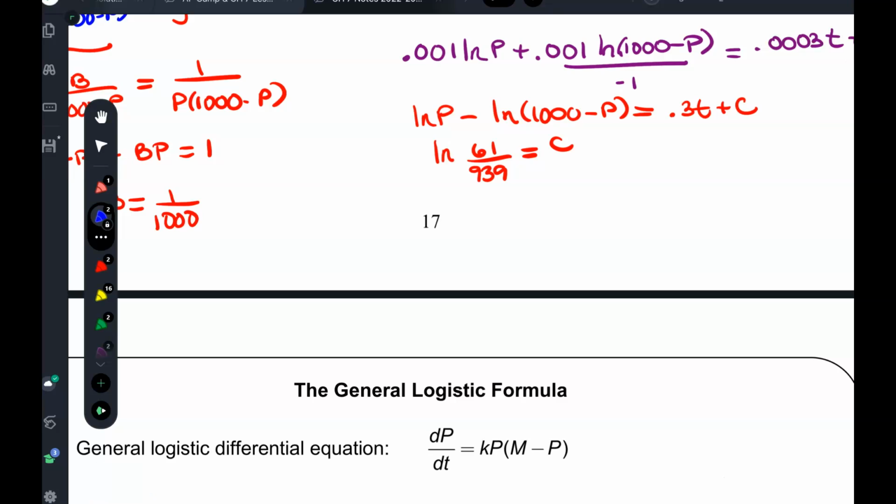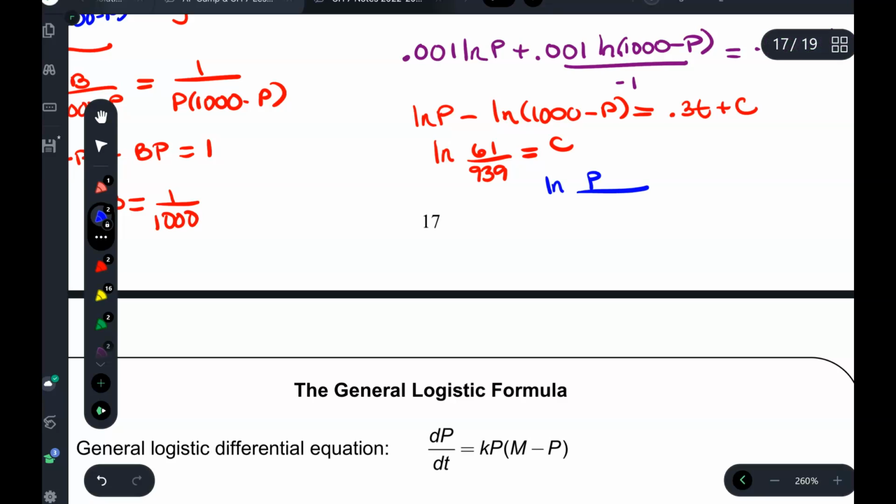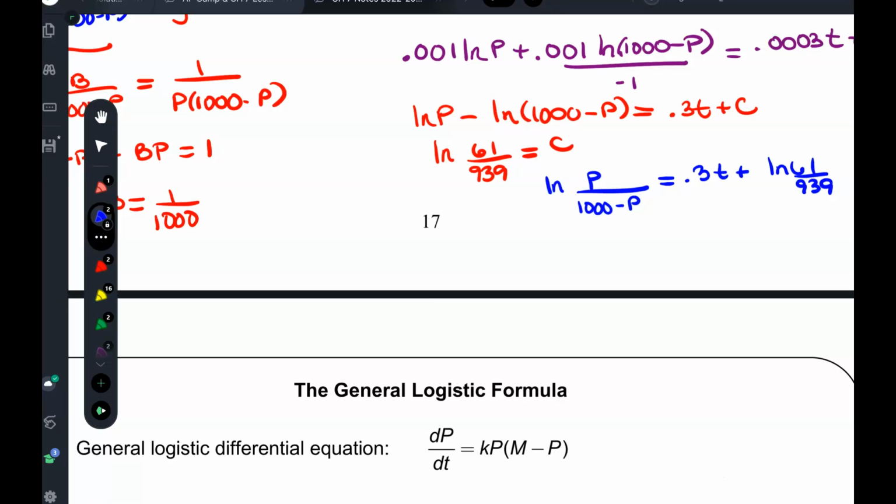If you want to just pay attention, and then I'll show you. So if I do natural log of p over 1,000 minus p equals 0.3t plus natural log of 61 over 939. If you didn't do e, there would just be P over 1,000 minus P. Then you times 1,000.